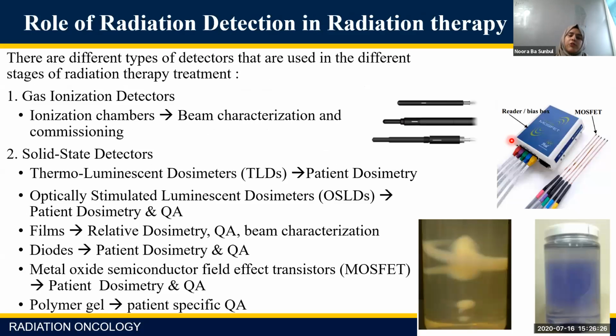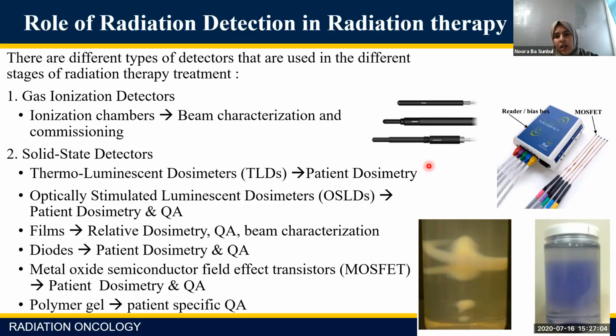So the other role that's important in radiation therapy is the usage of dosimeters. There are different types of detectors that are of important use in radiation therapy. One of them is the gas ionization detectors, most commonly ionization chambers. They are used in full beam characterization and commissioning of the LINAC, for monitoring the output of your machine, whether or not it's operating as expected. So it's an absolute dosimetry measurement that's performed with an ionization chamber.